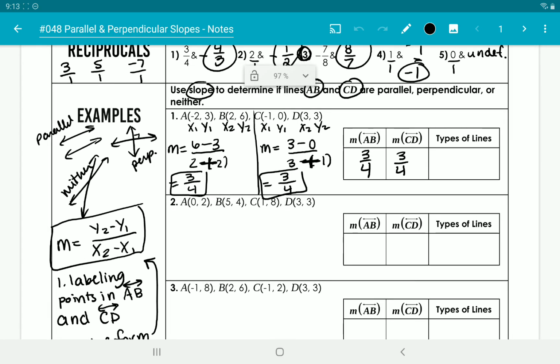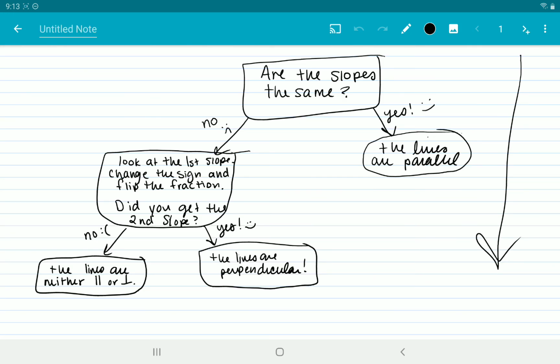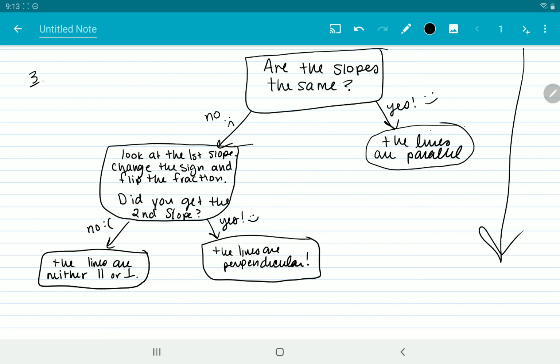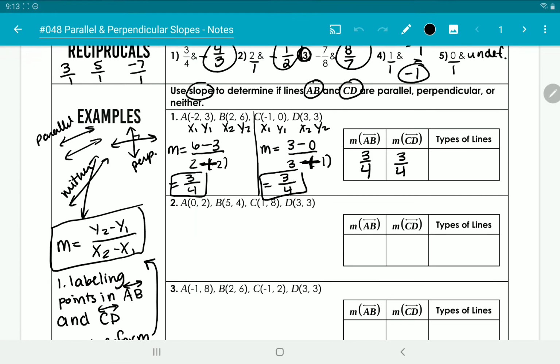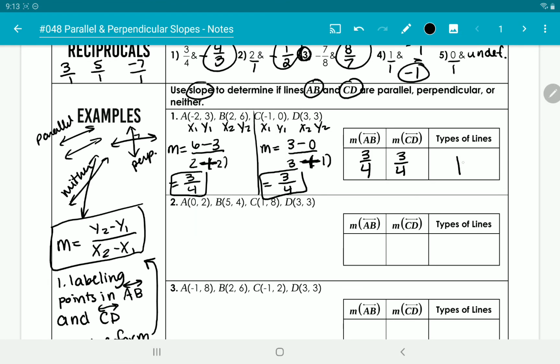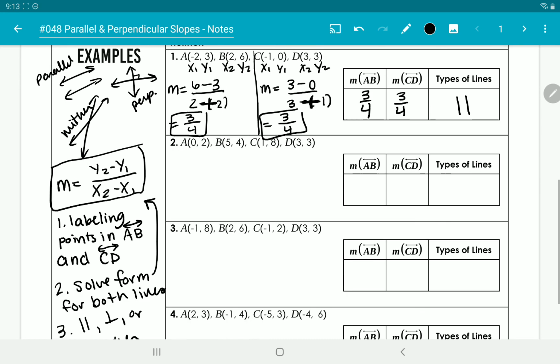Okay, so we have 3 over 4 and 3 over 4. Let's look at the diagram to determine whether these lines are parallel, perpendicular. So are the slopes the same? Yes. So the lines are parallel. So if you follow this, are the slopes the same? You go the yes route. The lines are parallel. So we have that these two lines that we're looking at here are parallel because they have the same slope. So I'm going to go ahead and just draw the two lines.